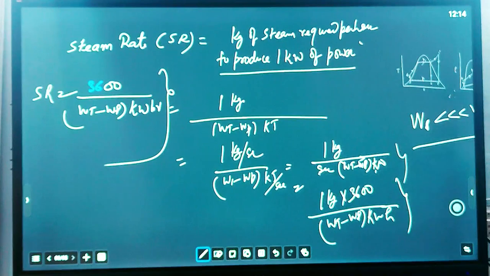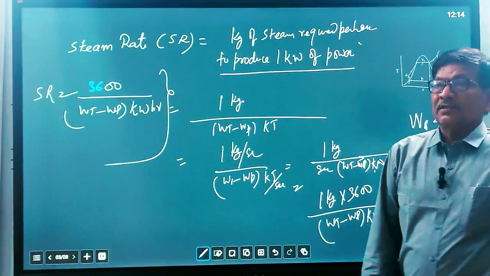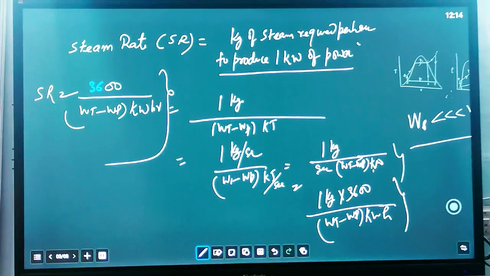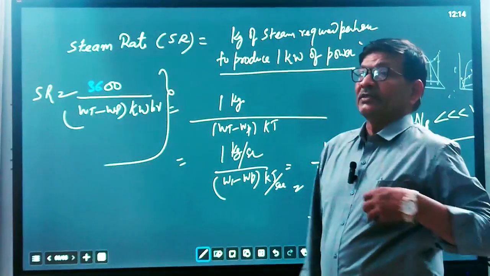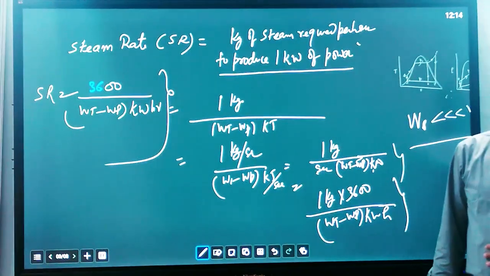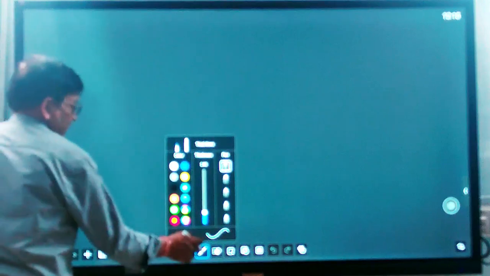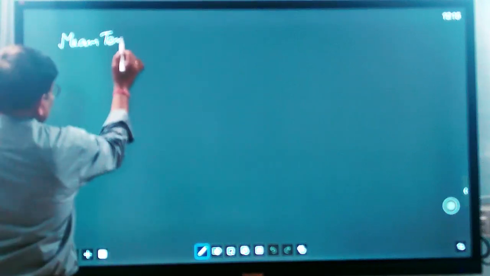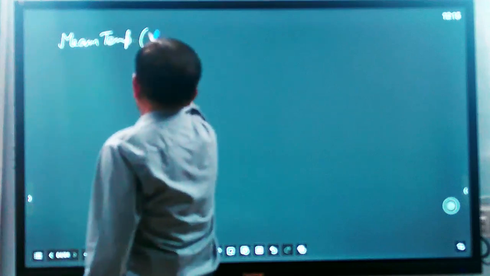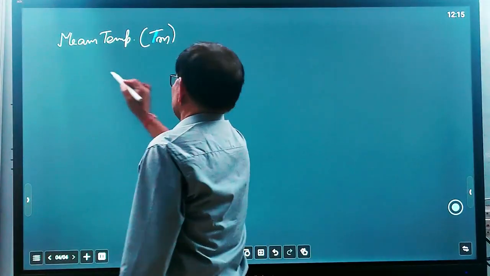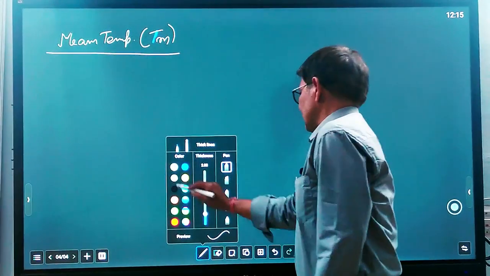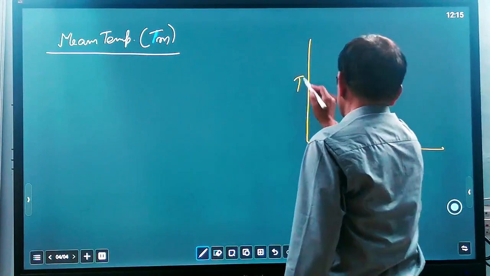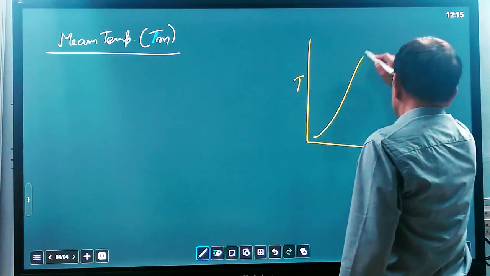So these are the various parameters: thermal efficiency, work ratio, steam rate. Next we will discuss mean pressure and mean temperature. The next topic is mean temperature, T mean. What is the need of defining mean temperature? Again we will use a TS diagram to define mean temperature.